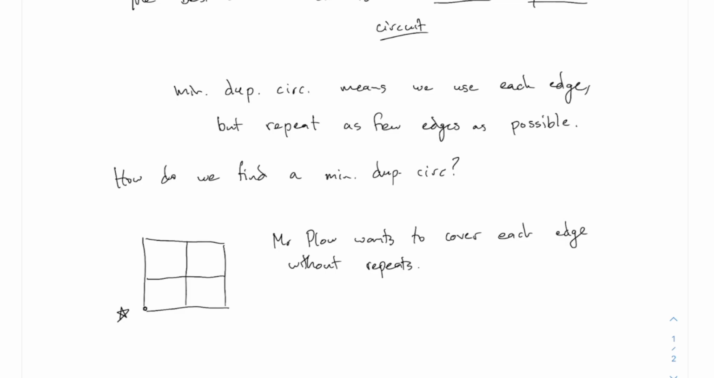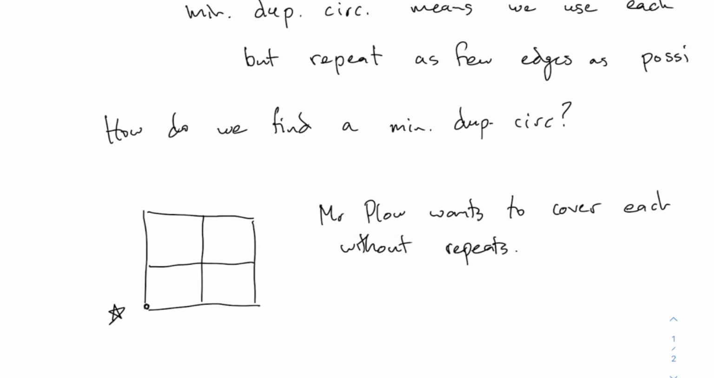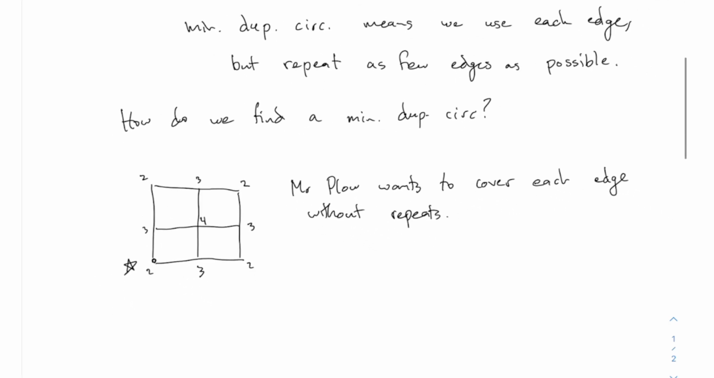Because if you look at the degrees on this graph, you will see I got 2's in the corner. That's a 2. That's a 3, a 3, a 3, a 3, and a 4. So Mr. Plow wants to cover each edge without repeats, but that's actually not possible here. So the question is, well, then what's the best he can do? Does he have to repeat one edge? Or maybe can he do this? I mean, is it even possible to do it just repeating one edge? Or is it necessary to repeat 2 or 3 or how many? So the question becomes now, what's the best we can do?